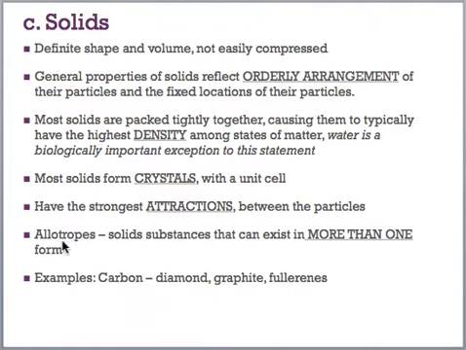When you have solids, you can have allotropes, and allotropes are when you have things that can have more than one form. So they are solid forms of the same substance, but they just look different. The classic example is carbon. There's more than just these three, but these are just three examples.